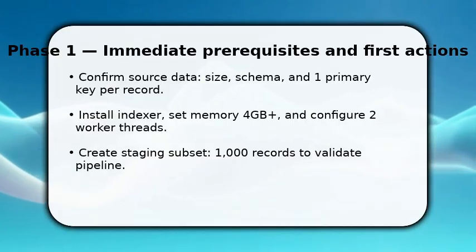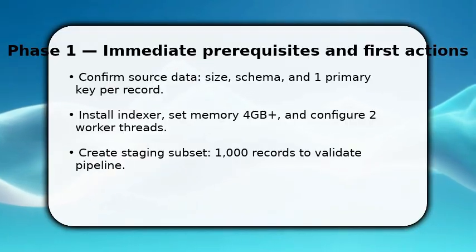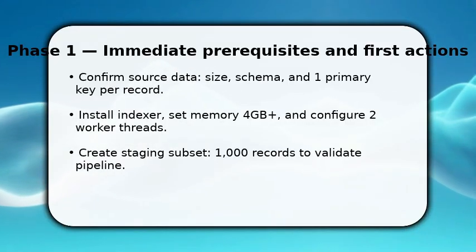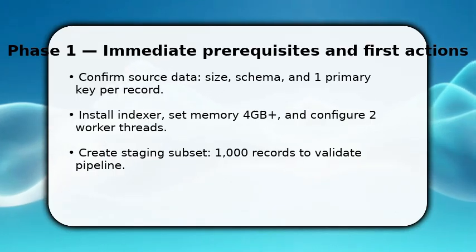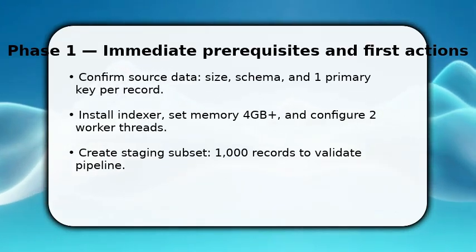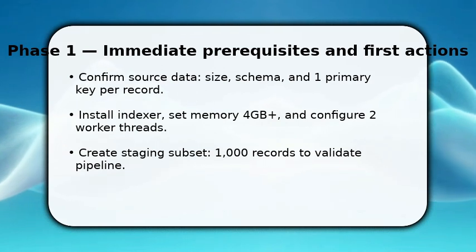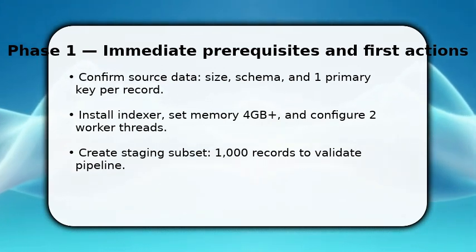Then create a staging subset of 1,000 records and run an initial ingest. This lets you catch mapping errors early, so you won't waste time reprocessing the full dataset later. Now you configure mappings and the ingest pipeline. This is where most issues arise.